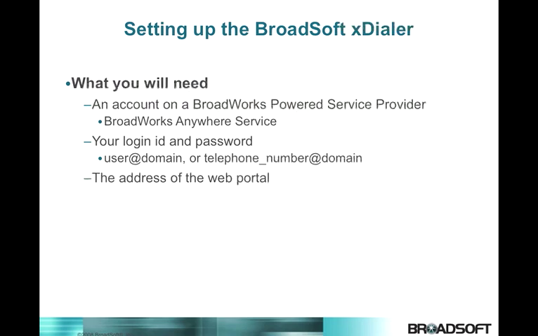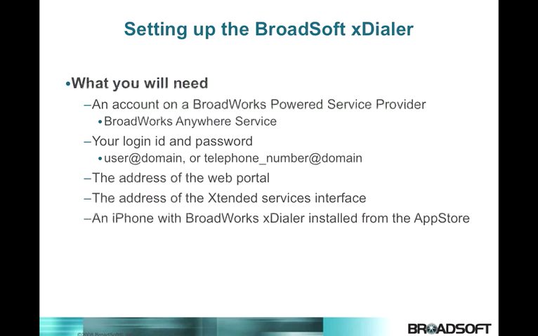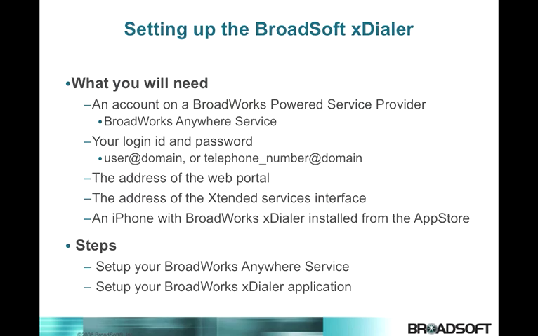You will also need the address of the self-service web portal from your service provider. And you will also need what is called the Extended Service Interface address. It looks just like a web address. And of course, you will need an iPhone with the xDialer installed. The steps are simple. First, I will show you how to set up your BroadWorks Anywhere service. Then I will show you how to set up your BroadWorks xDialer application.